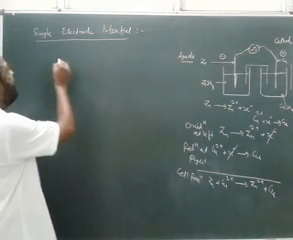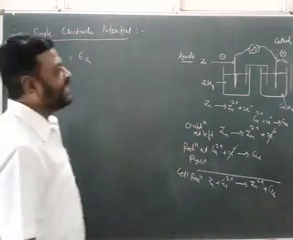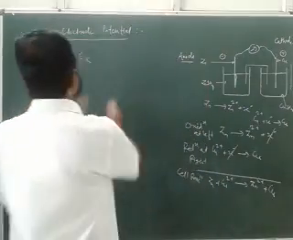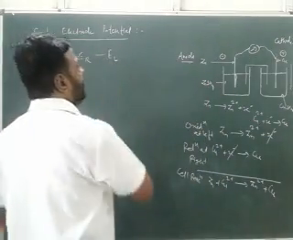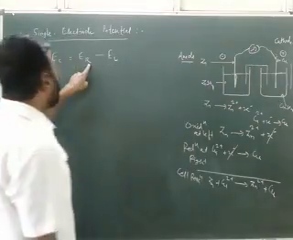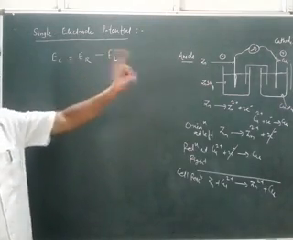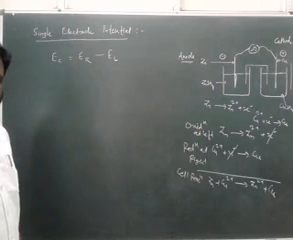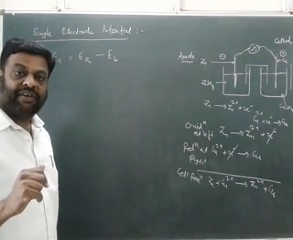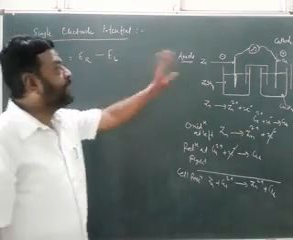And the EMF of the complete cell is given by the equation Ec is equal to the reduction potential of the right hand side electrode minus the reduction potential of the left hand side electrode. So ER means the reduction potential of the right hand side electrode, and EL means the reduction potential of the left hand side. In the previous lecture, all of us studied the derivation of the Nernst equation, and this Nernst equation can be used to determine the EMF of the complete cell.